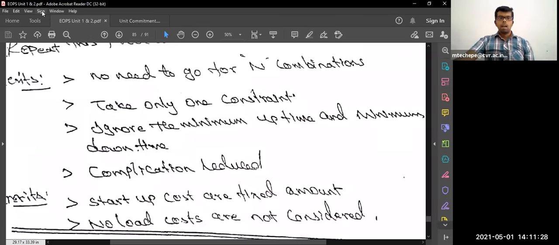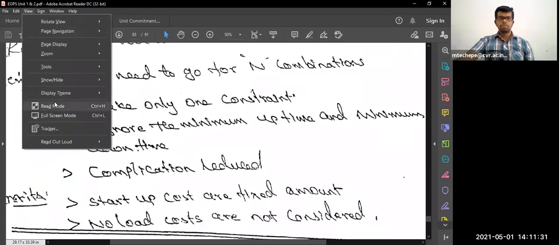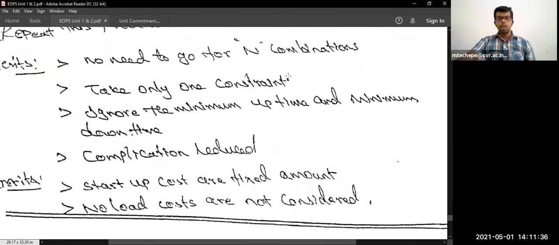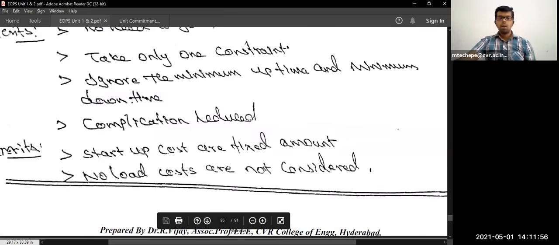The major advantages are that there is no need to go for n combinations, so we are taking only one constraint. Ignore the minimum uptime and downtime constraints. Next, the complication of the method is reduced when solving by using the priority list method. Limitations: startup costs are of fixed amount and no load costs are not considered here. So these are the limitations.